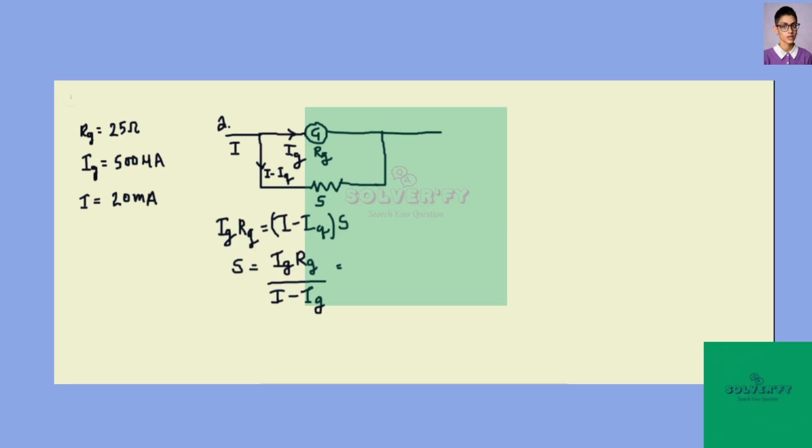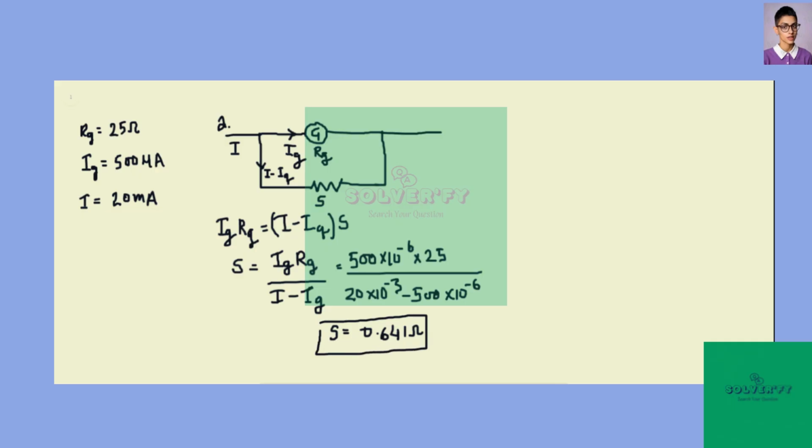Now what is Ig here? 500 microamperes, so 500 into 10 to the power minus 6. What is Rg? 25, upon, what is I? 20 milliamperes, so 20 into 10 to the power minus 3, minus what is Ig? 500 into 10 to the power minus 6. So finally this should give me the value of the shunt, and that is equal to 0.641 ohms. So in this way we can convert the galvanometer into an ammeter.